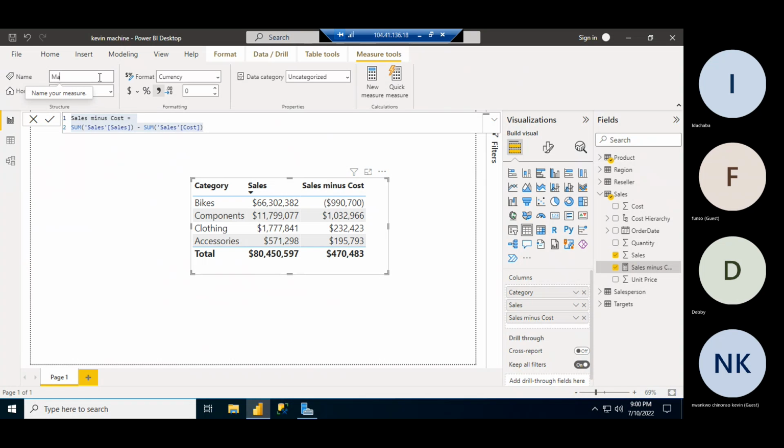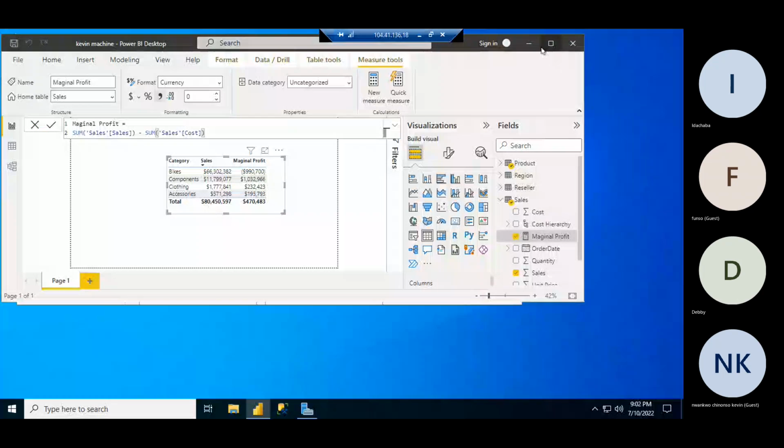Okay, so you can name it. I just have to rename. So you say, you renamed the other one to marginal. It's not complicated. So we renamed it to marginal profit. So I'll just remove the marginal, I'll put in profit. You understand? Yeah, we just rename it to profit. You're renaming it to profit.